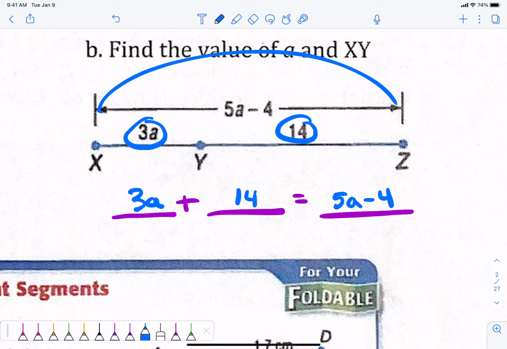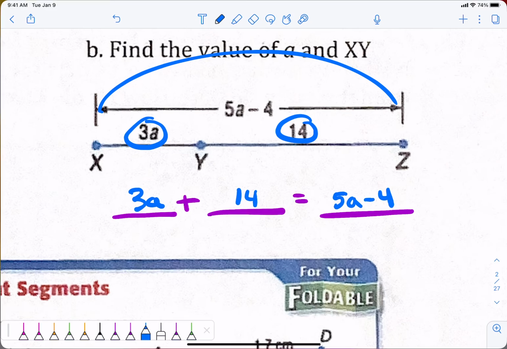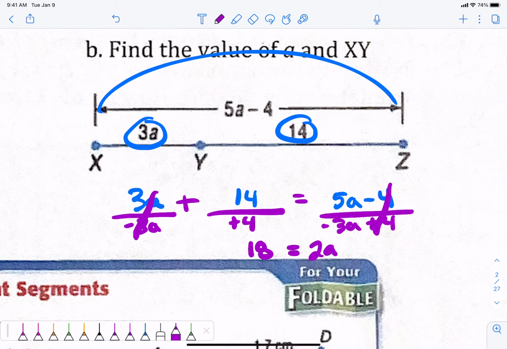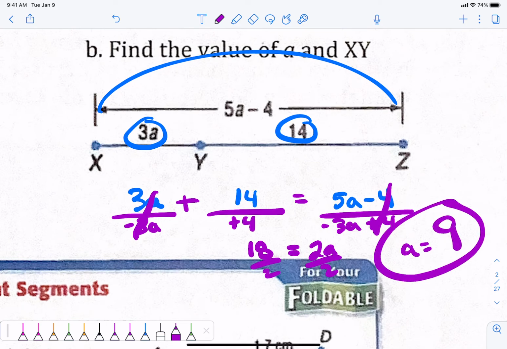What do you want to move? Let's add the 4. And can we subtract 3A at the same time? Minus 3A. So 14 plus 4 is 18. 5A minus 3A is 2A. If we divide by 2, A will be 9. I'm going to try to make my A's not look like 9s, but my A's and 9s look the same. A is 9, except they want more than just A.